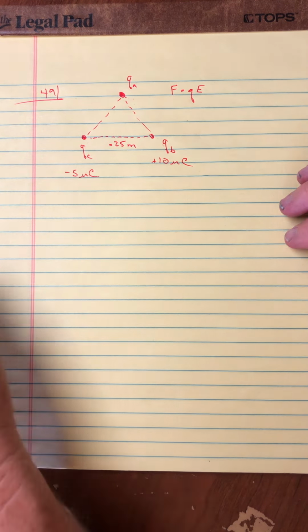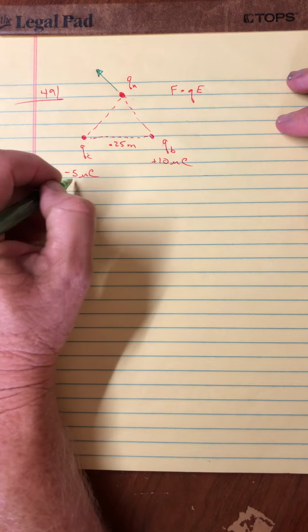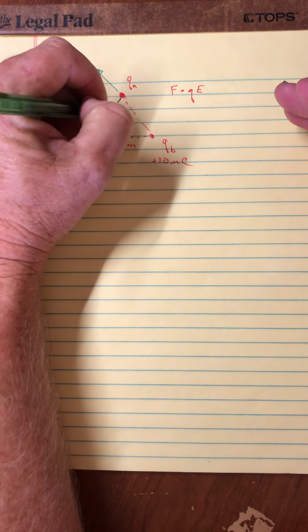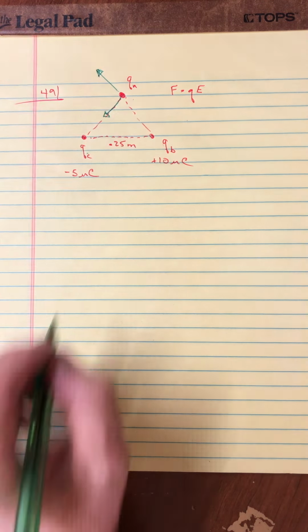Now, let me just draw the field at point A from B. It would be pointing away, so I'm going to put a vector up at an angle. Whereas since C is negative, it would be pointing towards it. And so what we've got to do is find the total of these two.